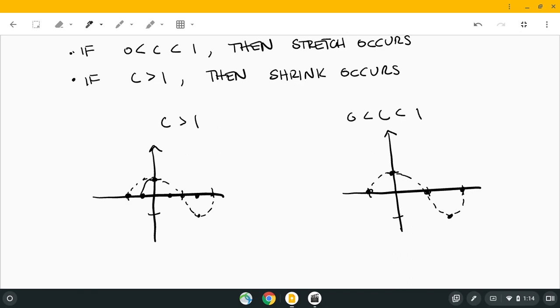So we have something like this. Whereas this one, if you have a C value that's between 0 and 1, then it gets stretched. So maybe this one over here goes way out, and this goes way out, and this goes way out.